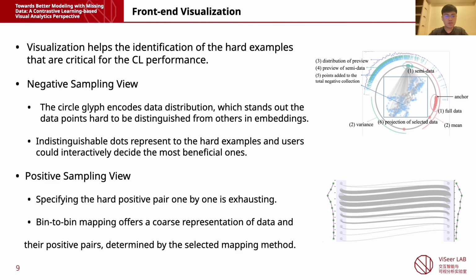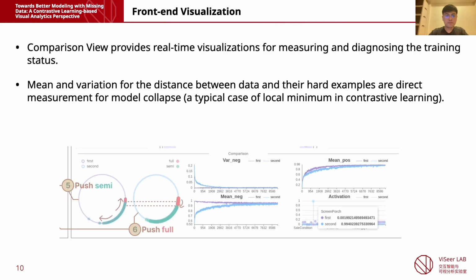For the negative collection, indistinguishable data points in embedding space become apparent in the data distribution, as depicted in the negative sampling view. Since data points are mapped to their positive pairs in a many-to-many fashion, the non-parallel connections in the bipartite positive sampling view reveal their difference.